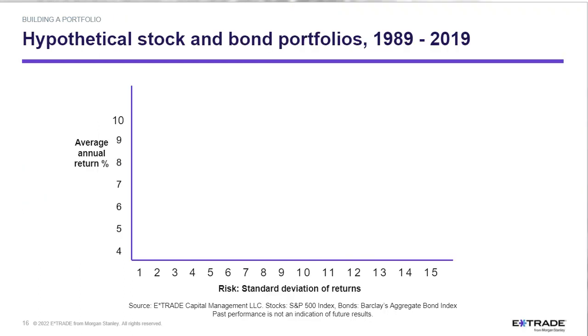So take a look at a little hypothetical exercise that I asked the folks at E-Trade Capital Management to do. I said, I want to see a long-term period, and this is a 30-year period, where 5 different portfolios of stock and bond mixes, what kind of returns would I have received and what kind of risk or standard deviation would I have seen? So take a look.